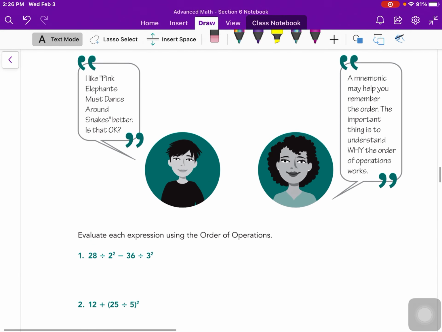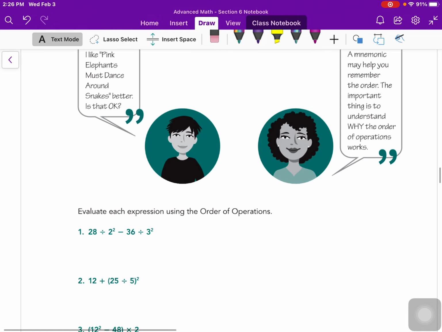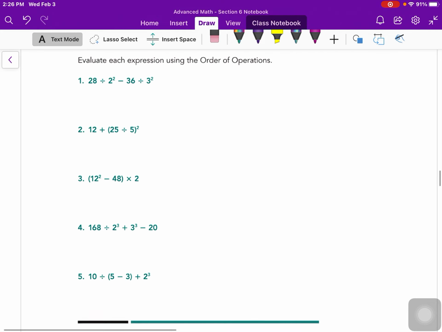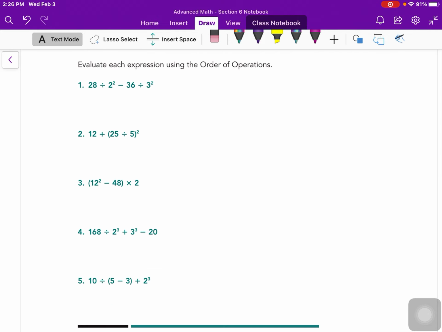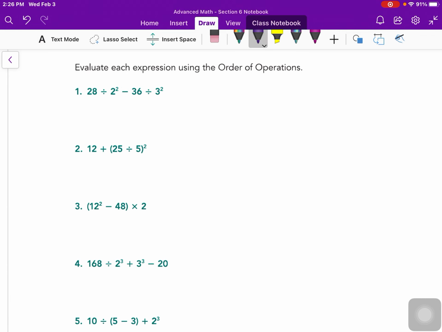Okay, let's keep going. Let's evaluate each expression using order of operations. We're going to try it out. I'm going to write, please excuse my dear Aunt Sally, and the first thing I want us to do is write down the order in which we're going to do things. So parentheses would be first. I don't see any parentheses. Exponents is next, and I do see exponents. So I'm going to write those down. I have to do that first.